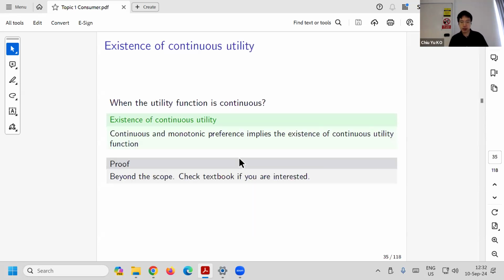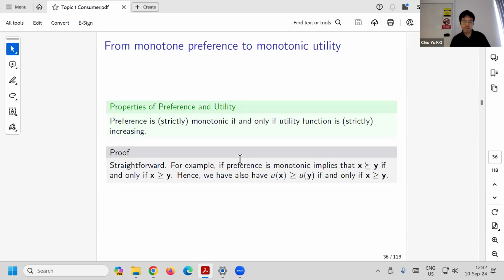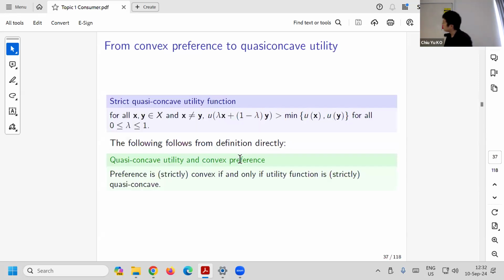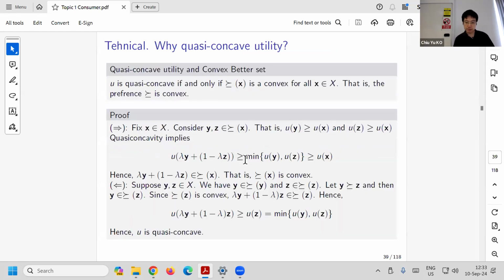Okay, and oh yes, here, right? It's beyond the scope, so we really need not go there. And if our preference is convex, then utility will be quasi-concave. And if you learn optimization theory, quasi-concave is the requirement to get you the second order condition, which we'll talk about today, the guaranteed existence of a unique outcome. But anyway, we will see.